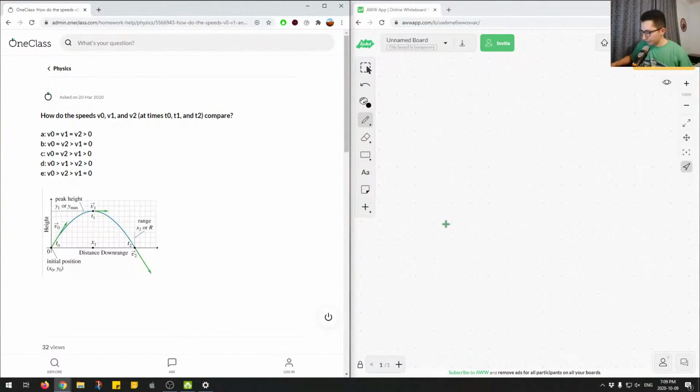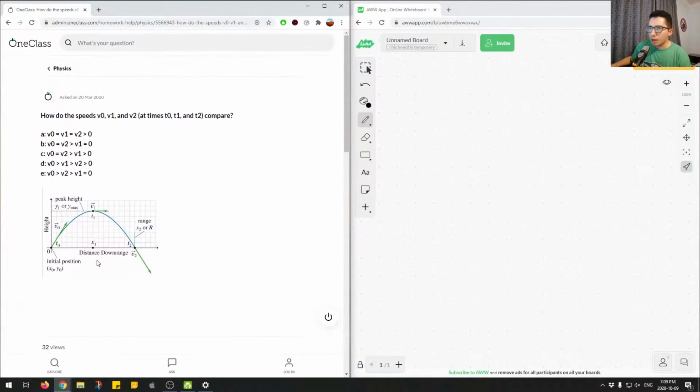Alright, so we're looking at 5 options and we're trying to figure out which option is the correct answer. So they have a plot down here for us. We have v0 at the initial of the projectile. The projectile follows this kind of motion, a parabola, and we have v1 on top, and you can see that this vector is a little smaller than this vector. And then v2 over here we have the vector pointing downward, and we can see this is kind of equivalent to this vector.